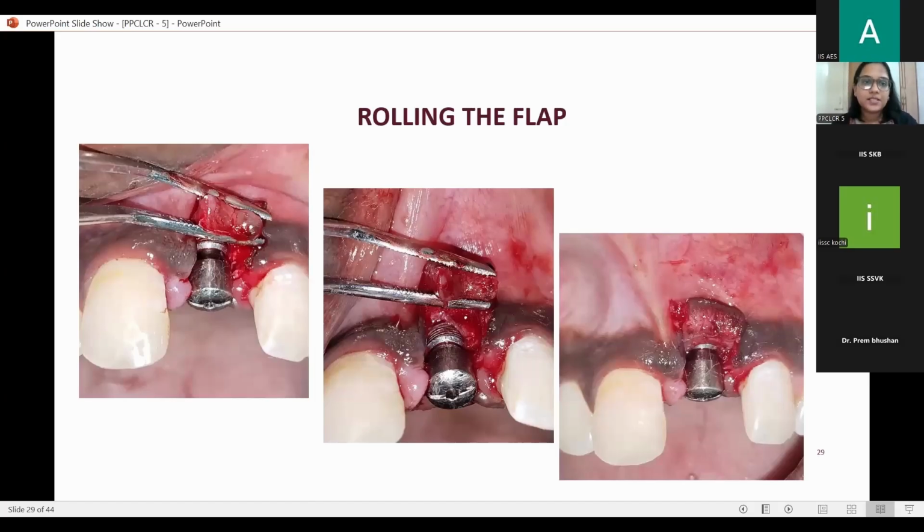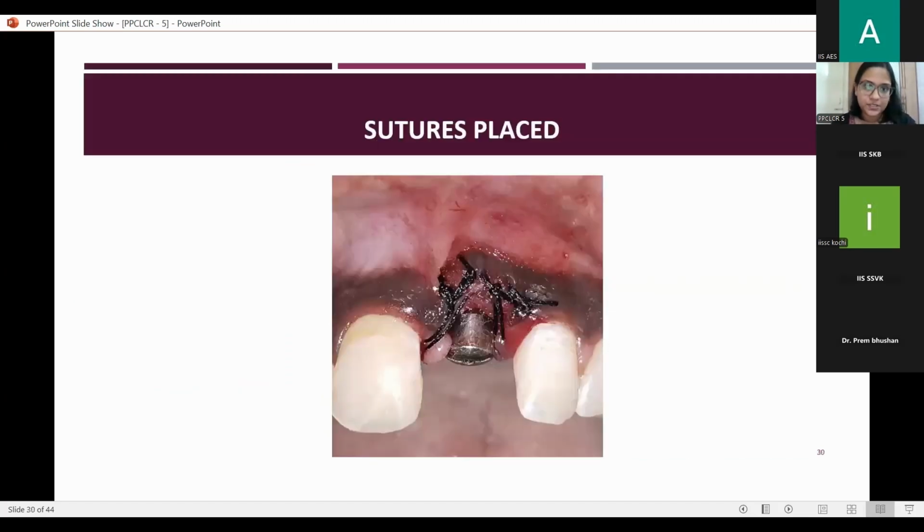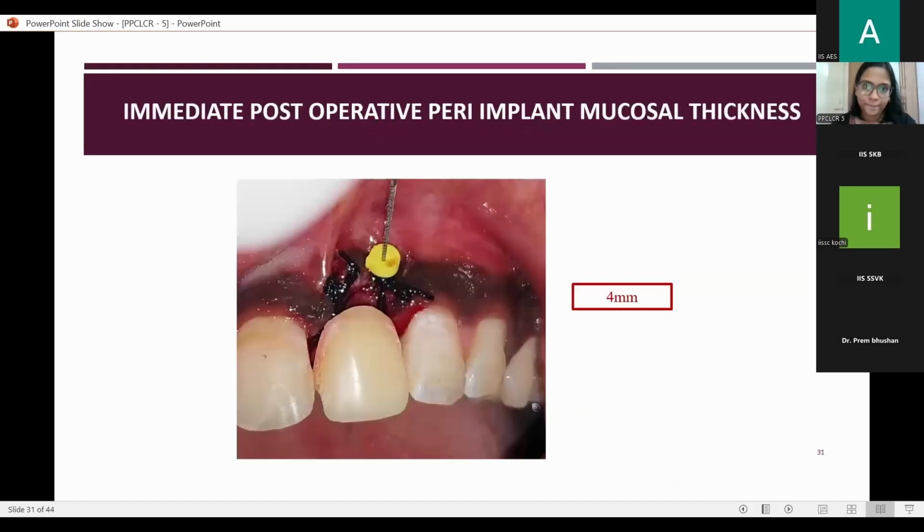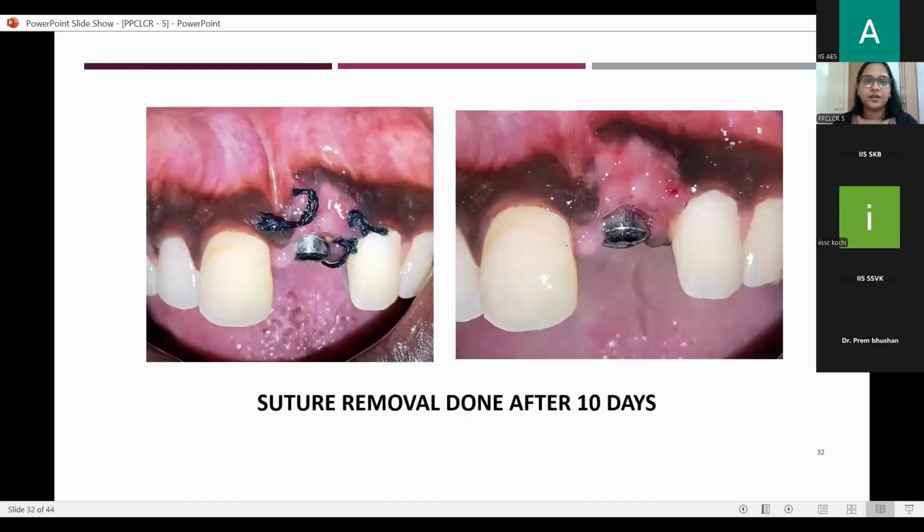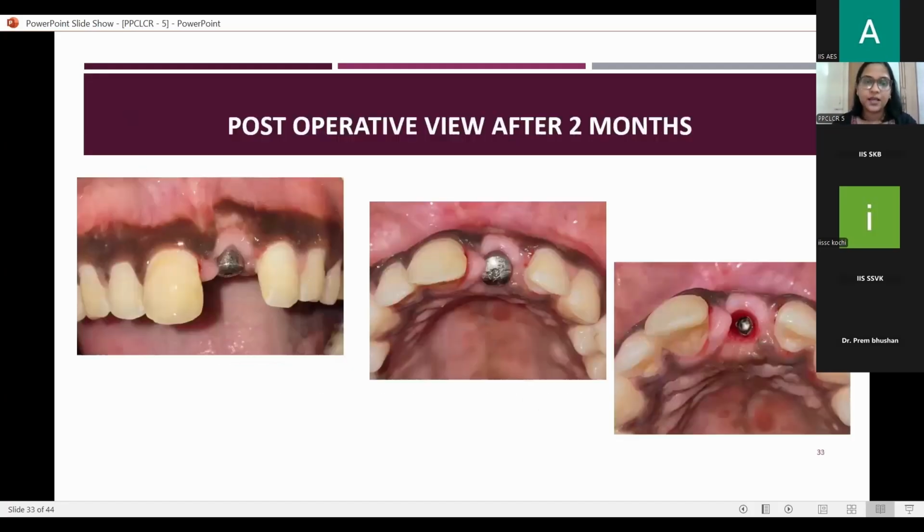The flap is carefully rolled, and it is sutured to its upper counterpart and also to the surrounding soft tissues. This is the suture. And now we measured the immediate post-operative peri-implant mucosal thickness, and it was found to be increased to 4 mm. This is the suture removal, which was done after 10 days. And now the patient was recalled after 2 months, and the prosthetic procedures were done.